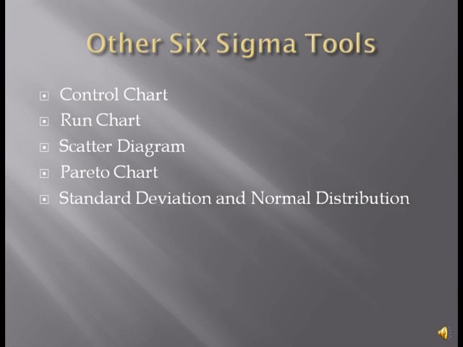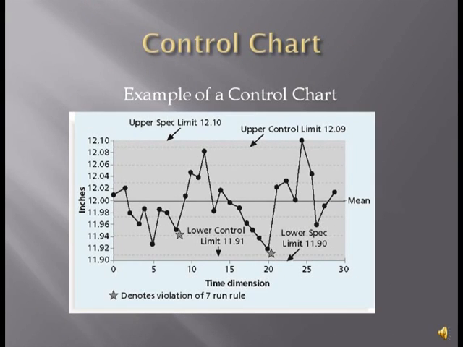Six Sigma companies use a number of quality management tools within the DMAIC process. These include control charts, run charts, scatter diagrams, and Pareto charts. Control charts show whether or not the process is within a given set of guidelines. This chart shows a product with an upper specified limit of 12.1 inches and a lower specified limit of 11.9 inches, and all of the items produced over a given interval of time.